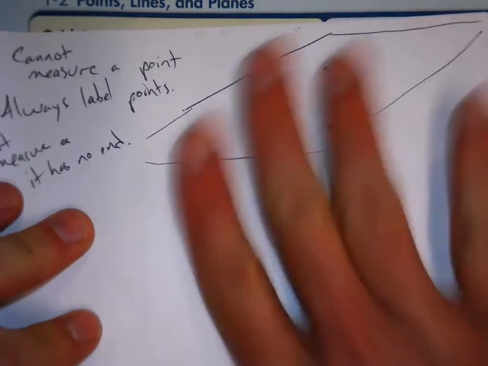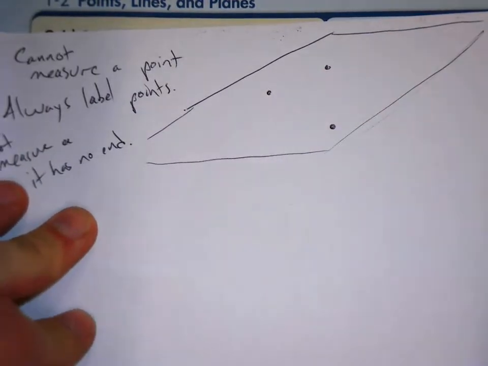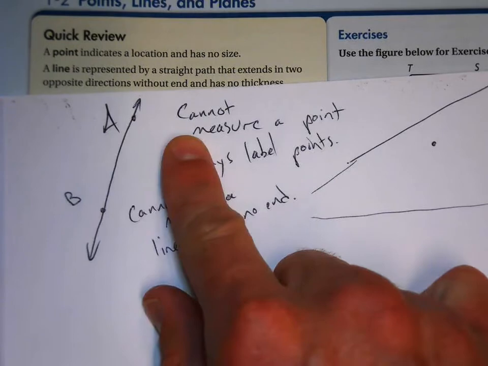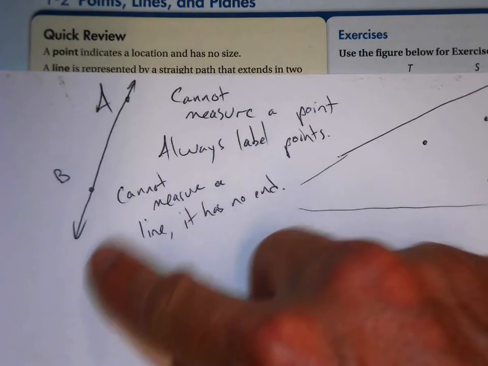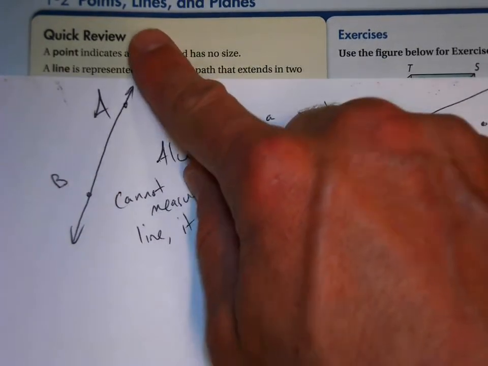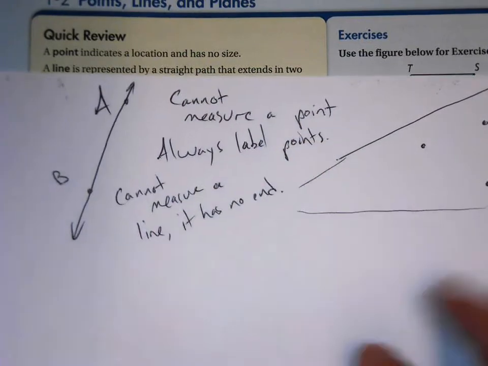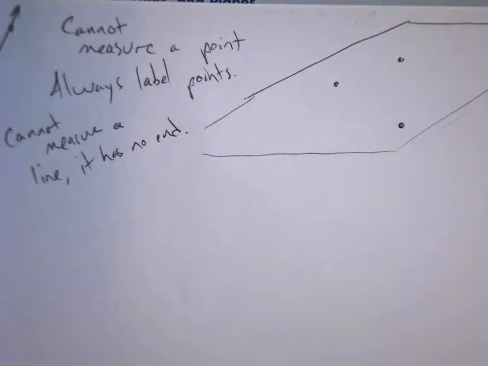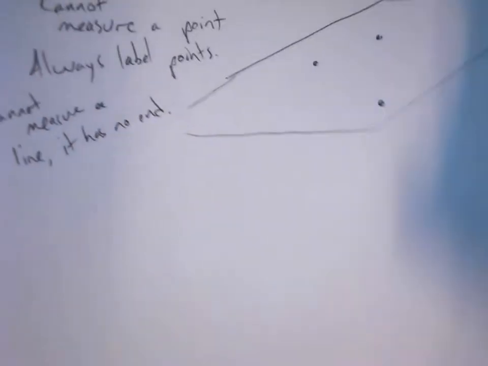But this is what it would look like. So that third point creates a plane. So that's what a plane is, right? So we have to know that vocabulary. The simple point has no measure. It's a point. A line is in two opposite directions going on forever. Also can't measure it. And a plane goes in every direction. Also cannot measure a plane. And a plane could look like this.